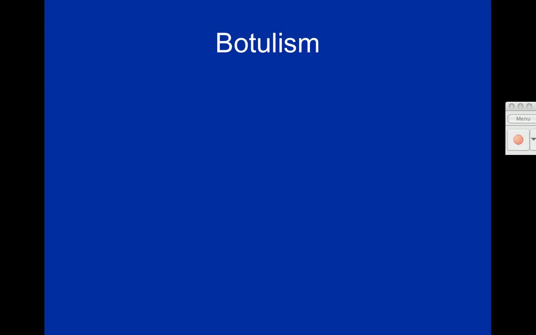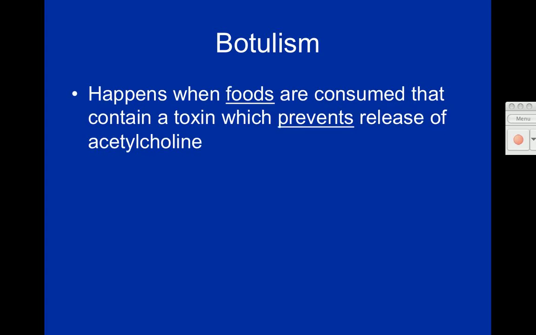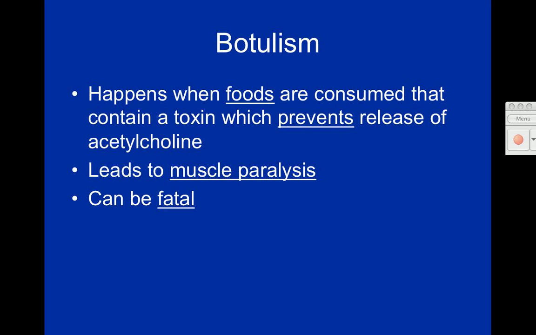Now, what happens is these foods contain a toxin, so it's not the bacteria that actually gets people sick, it's the toxin that they make. And what it does is it prevents the release of acetylcholine, so that nerve impulse does not get transmitted to the muscle cell. This can lead to muscle paralysis, and it can be fatal. You do have to treat it kind of quickly, but it can be prevented.